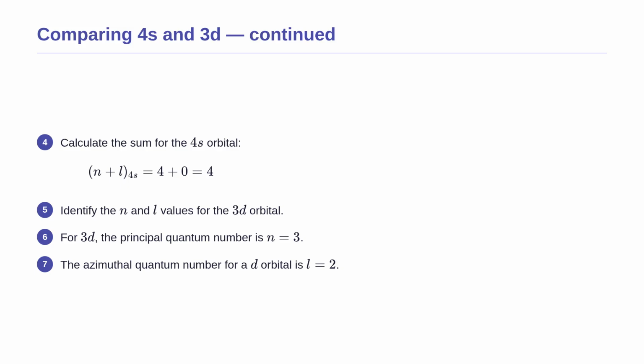Continuing with our calculation, we take these two numerical values for the 4s orbital and substitute them into a simple addition formula. Adding 4 and 0 gives us a total energy index value of 4.